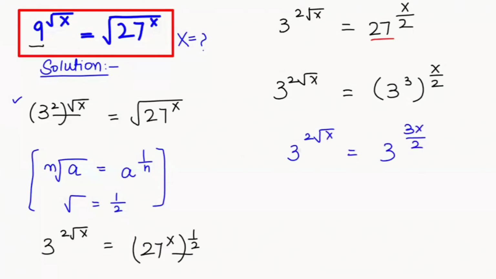Now here we have the same bases, so we can equate the powers. 2 root of x is equal to 3x over 2. Here I'm going to do the cross multiplication. So the next expression we will get is 2 times 2 root of x is equal to 3x, and this will be 4 root of x is equal to 3x.